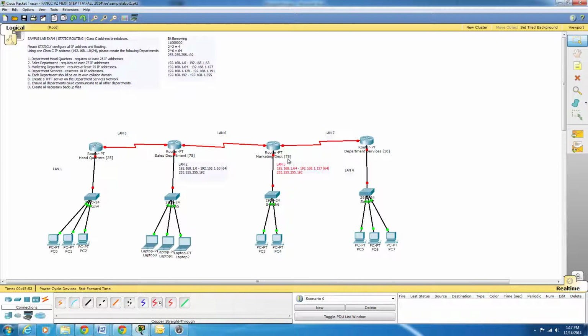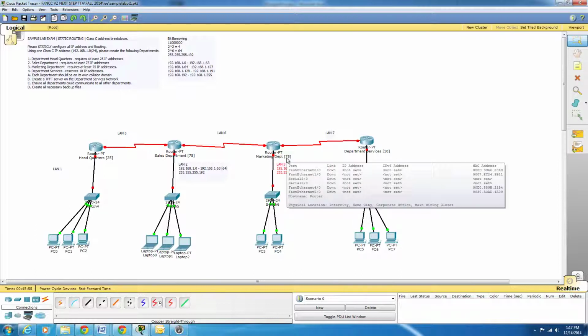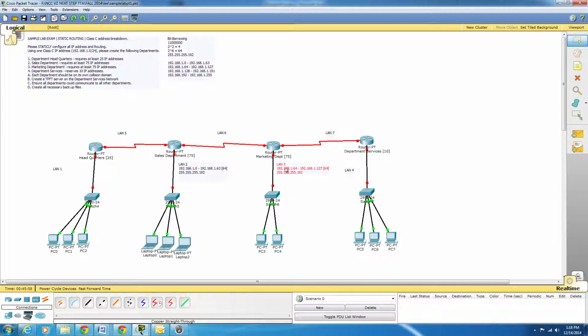These departments, however, require 75 IP addresses, so somehow we have to get another 11 IP addresses here and another 11 IP addresses here. Since we've already used these 2 blocks, we're going to have to split the remaining blocks up in order to get the required number of IP addresses that we're going to need for this one and for this one.